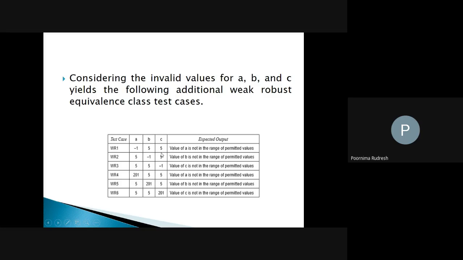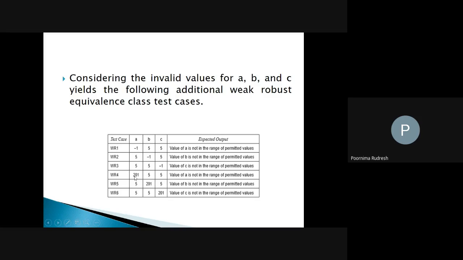So here we are considering the A value which is less than the minimum value, right? A or B or C. For the first three cases, we have considered the values which are less than the minimum value. Next three cases, we are considering the values of A, B, C which are greater than the given range.